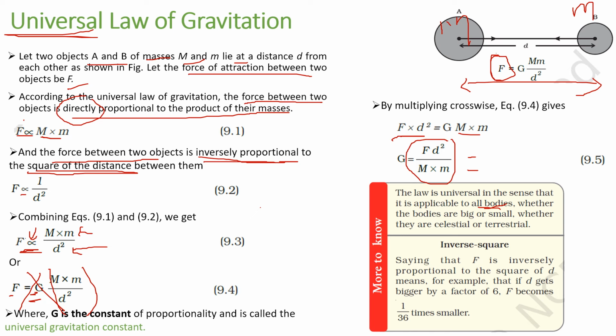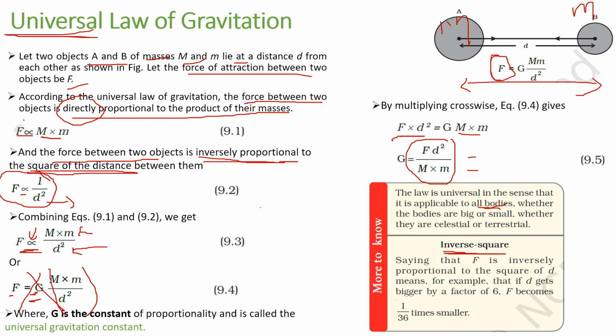And one more interesting thing to understand about this square, right? Observe this. F is inversely proportional to the square of the distance. It means if I double the distance, the force will be reduced by 4 times.